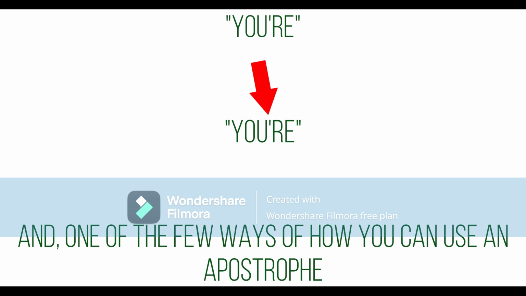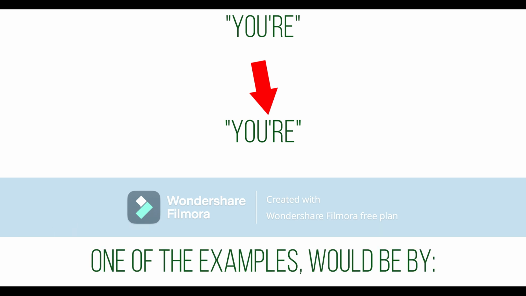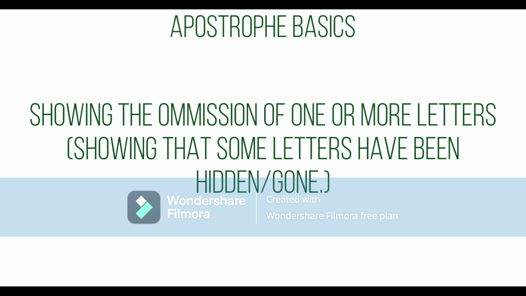And one of the ways that you can use an apostrophe is by showing the omission of a letter or more. Or in simpler terms, an apostrophe can be used to show that a letter has been removed or is not there in the word.